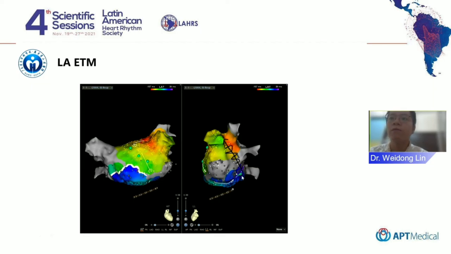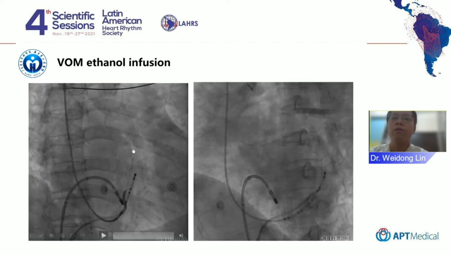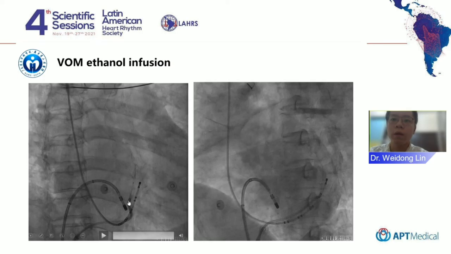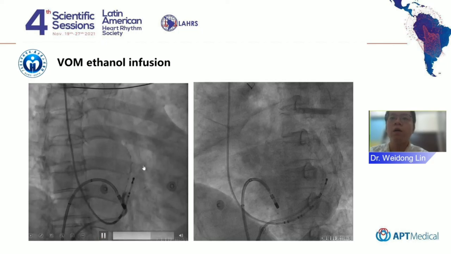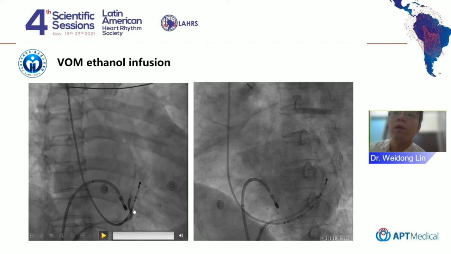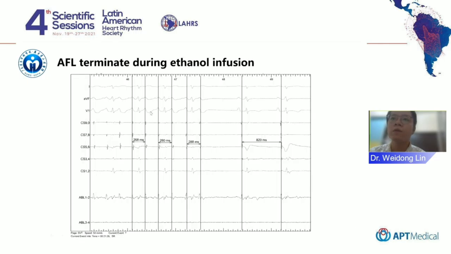So it must be the vein of Marshall. Only the vein of Marshall can explain this kind of phenomenon, because we lack about 70 milliseconds of activation, and we also cannot do the treatment very well in the endocardial here. So we try to do the vein of Marshall ethanol infusion. We use the L1 catheter and the OTW balloon, and make sure there is no leakage on the radiograph, and then we make the ethanol infusion. During the infusion, we can see the cycle length slow down and then terminate.